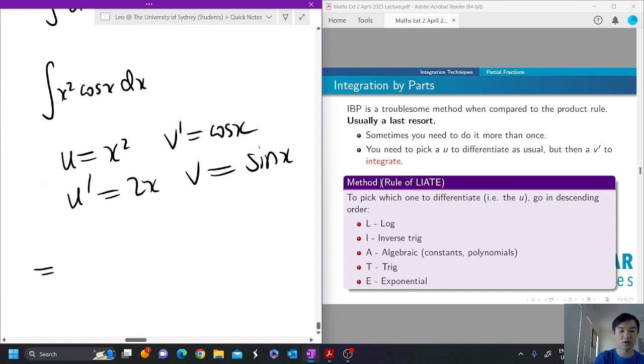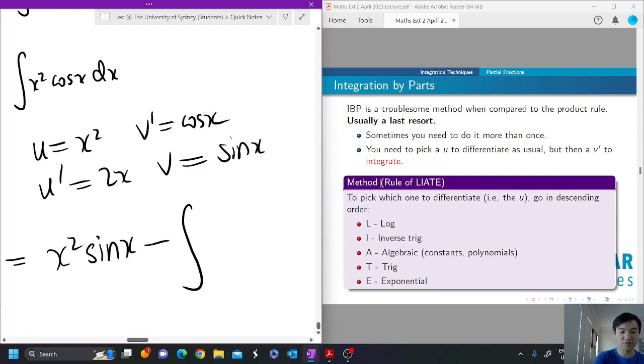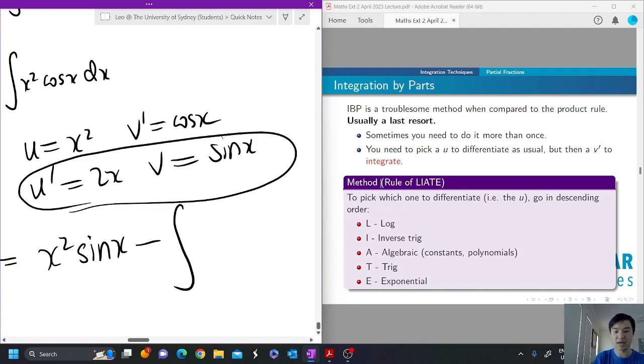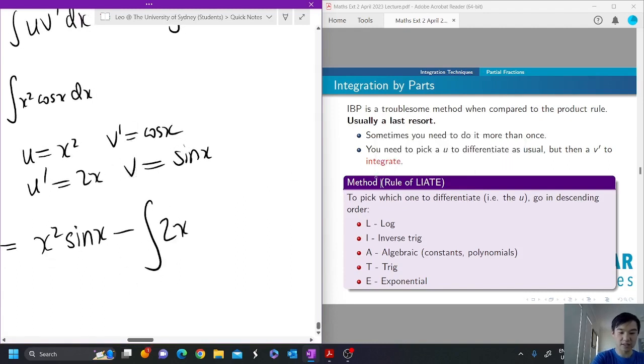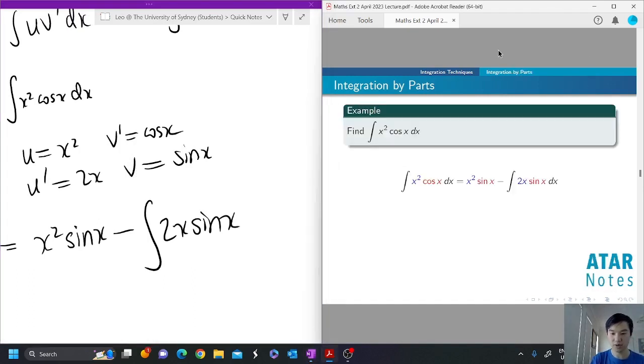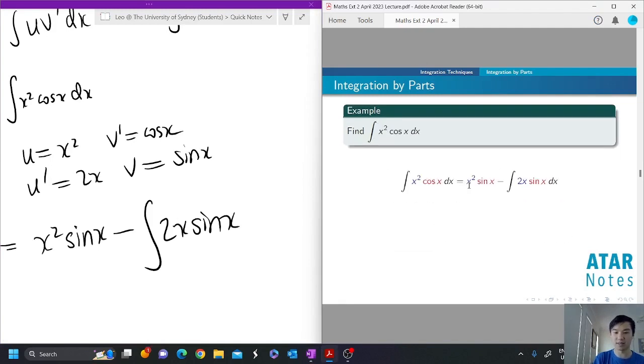Like that. So therefore, the integral of x squared cos x dx is going to be uv, so it's going to be x squared sine x, minus the integral of u dash v here, or you could say v u dash. So it's going to be the integral of 2x sine x. You can see exactly that, this is what we got over here.